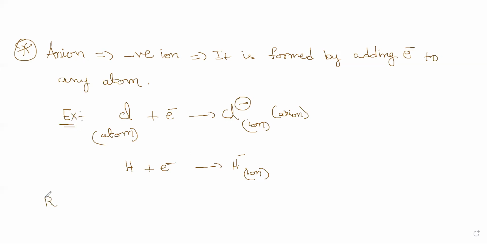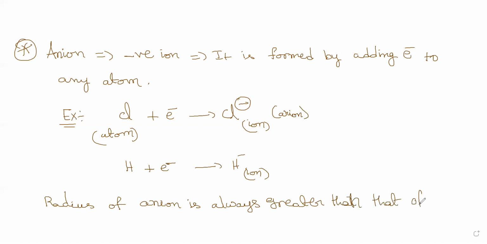Radius of anion is always greater than that of the parent atom.